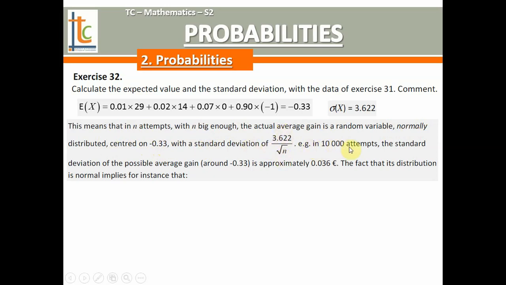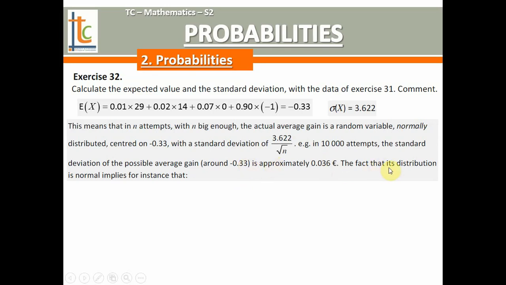For instance, in 10,000 attempts, the standard deviation of the possible average gain is approximately 0.036 euros. Okay, so this value divided by the square root of 10,000, that equals 100, okay? So instead of 3.6 euros of standard deviation, in 10,000 attempts, you've got 3.6 cents of standard deviation. So of possible and probable distribution or deviation around this center average gain per game.